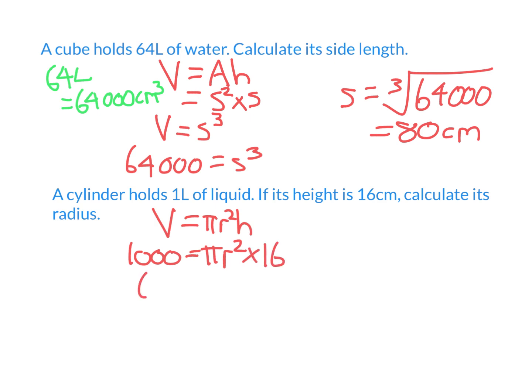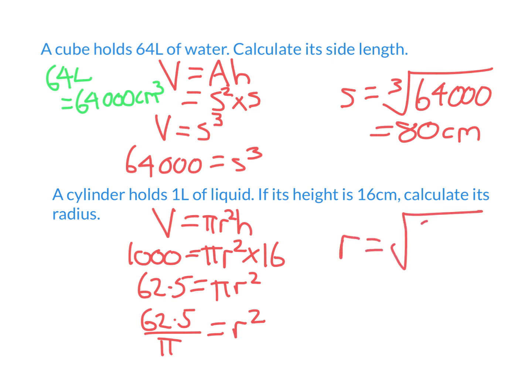Dividing each side by 16 gives me 62.5 equals pi r squared. Note pi is just a number, 3.14159. So if I want to undo timesing by pi, I can just divide by pi. Dividing each side by pi gives me this. Now that means I have r squared. I want r by itself. So what I'm going to do is undo squaring by square rooting. So it's the square root of 62.5 over pi.